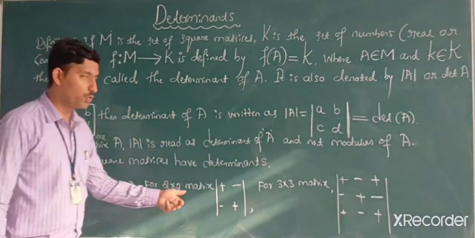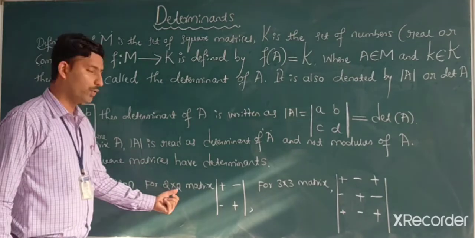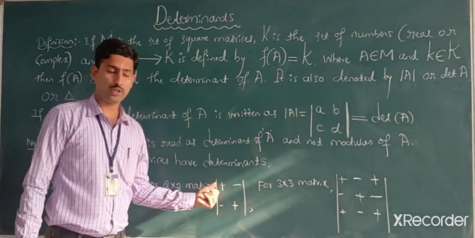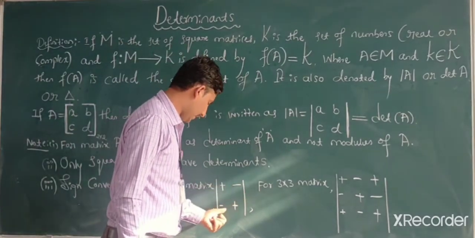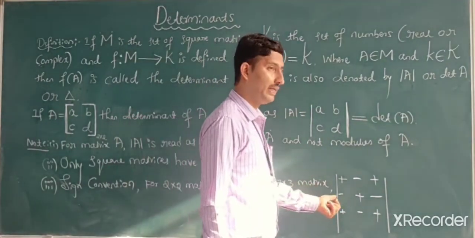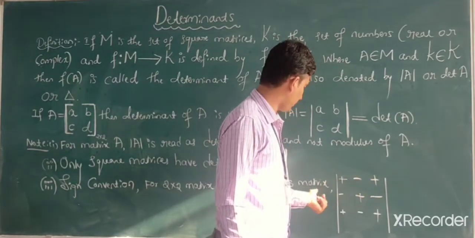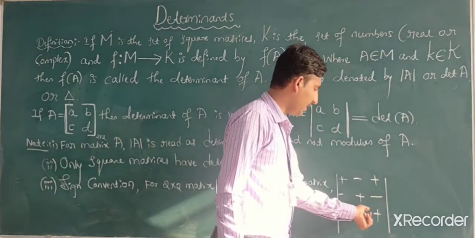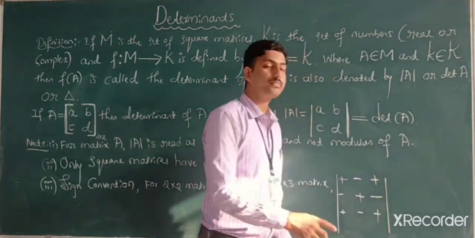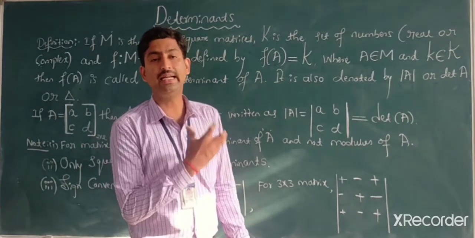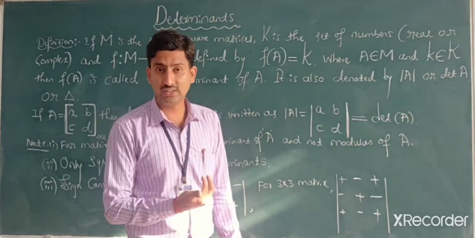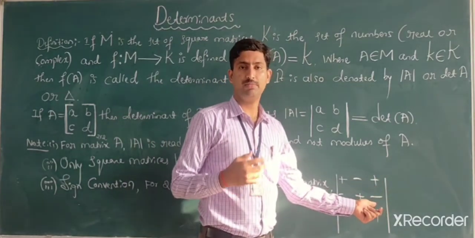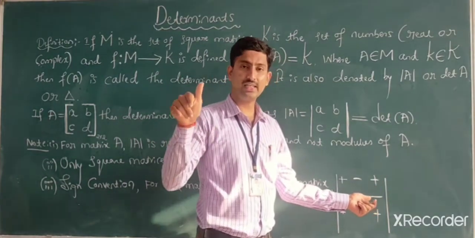The sign convention for a 2 cross 2 matrix is plus minus, minus plus. For a 3 cross 3 matrix, it is plus minus plus, minus plus minus, plus minus plus. These are nothing but the signs of the respective places of the entries, because you are familiar with this in the case of matrices.